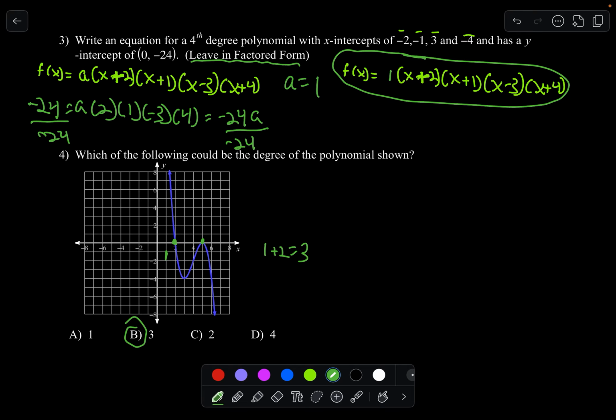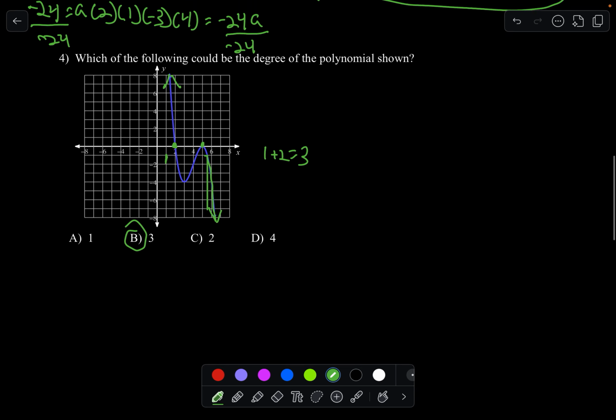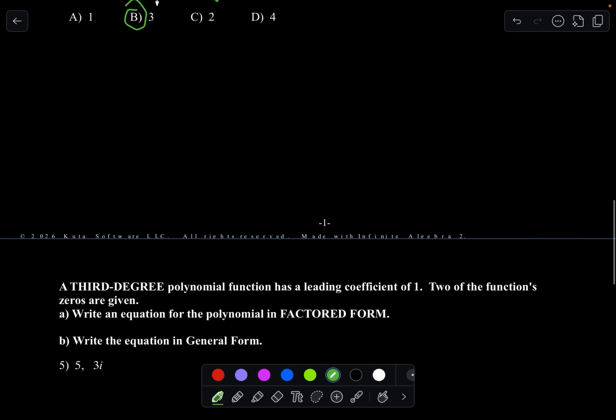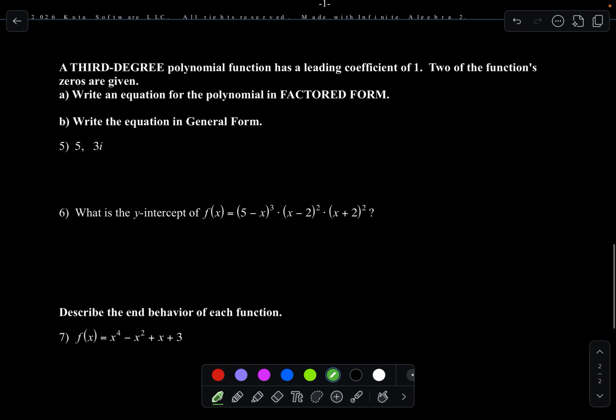Notice degree 3 is odd. Since it goes down to the right, that tells you what the leading coefficient is: it's negative, and it's doing the opposite to the left. So that also signifies an odd power. And that's number 4. All right, moving on.